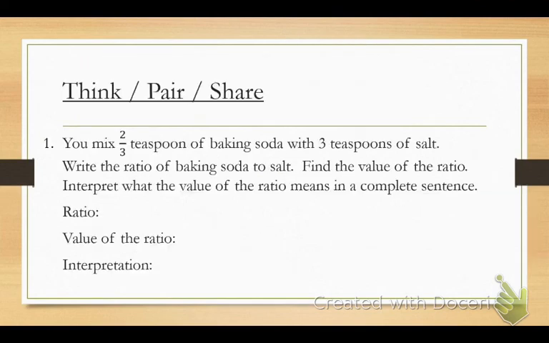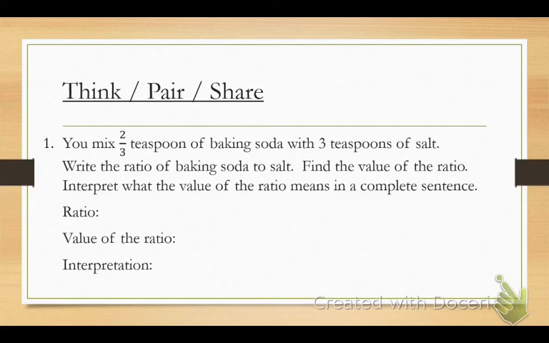Let's look at this think pair share. It says, you mix 2/3 teaspoons of baking soda with 3 teaspoons of salt. Write the ratio of baking soda to salt, then you're going to find the value of the ratio, and then we're going to interpret what the value of the ratio means in a complete sentence.